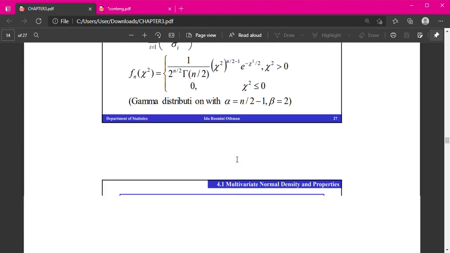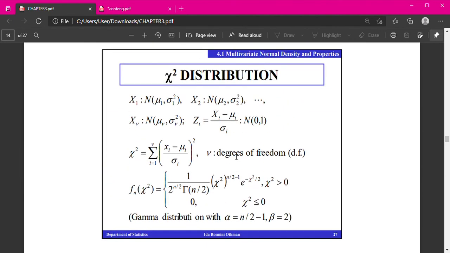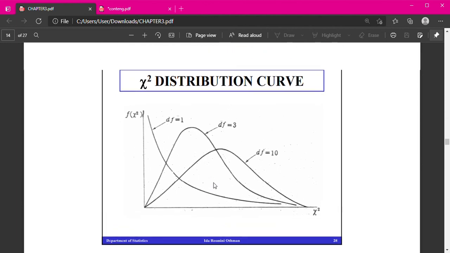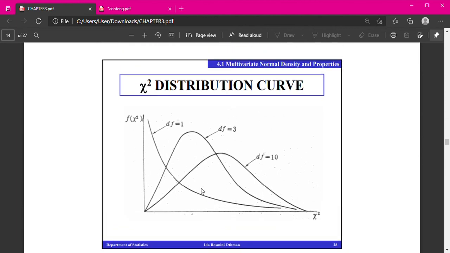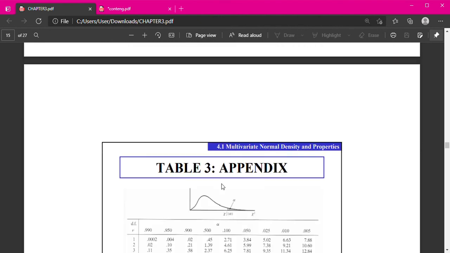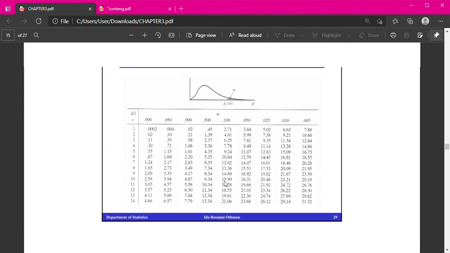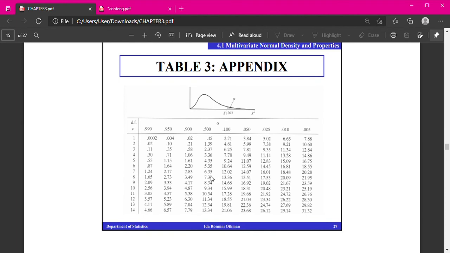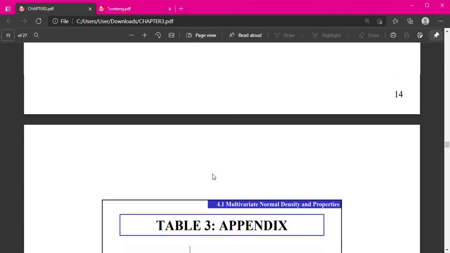Okay, ini adalah contoh chi-square distribution. If you still remember the PDF untuk Chi-Square that you have learned in mathematical statistics before this. Okay, and this is the table, the graph untuk Chi-Square, and then this is the Chi-Square table that you will use to find the probability.